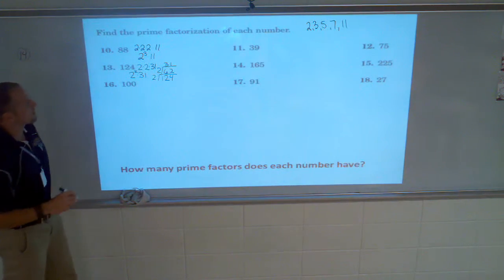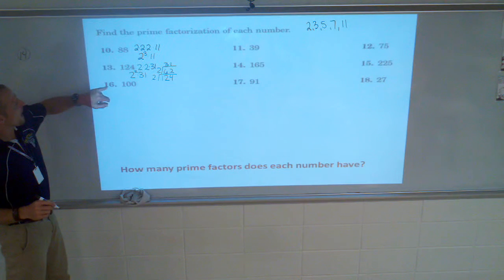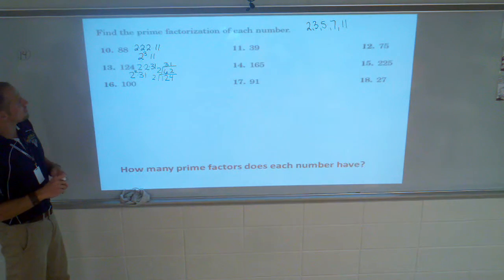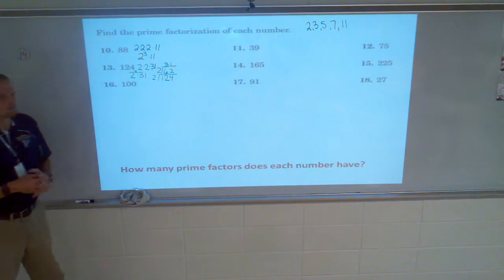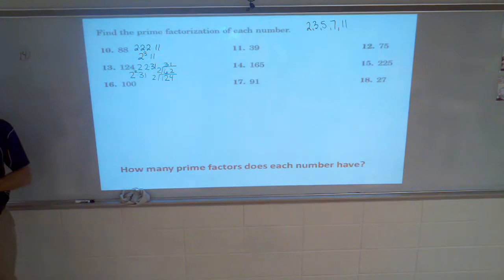There's a different way to write that out. I'd like everybody to do number 16. Give me the prime factorization of 100.